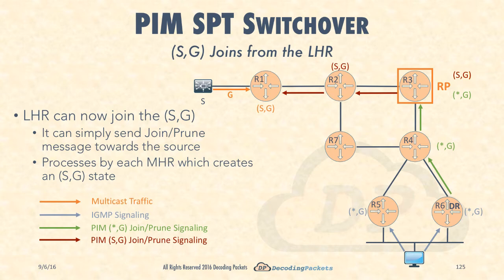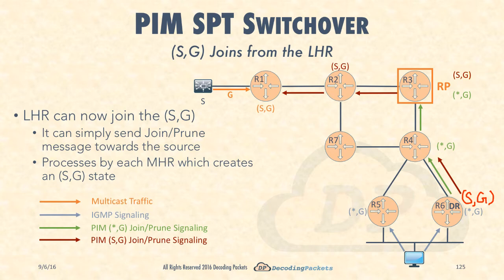Once R6 receives this packet, it can now create an S,G tree. So it really has the information to create an S,G tree on itself. So R6 will create an S,G tree here. Once it creates this S,G tree, it now will initiate an S,G join. So that maroon line is an S,G join that is being initiated by R6.